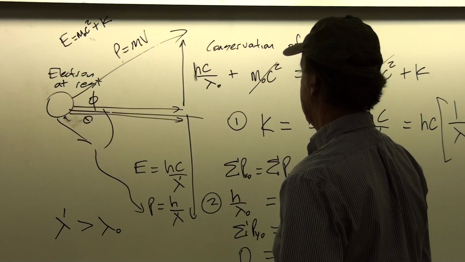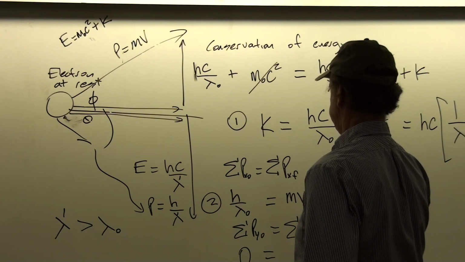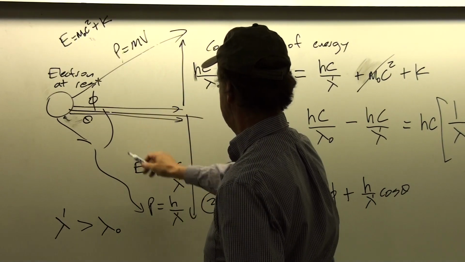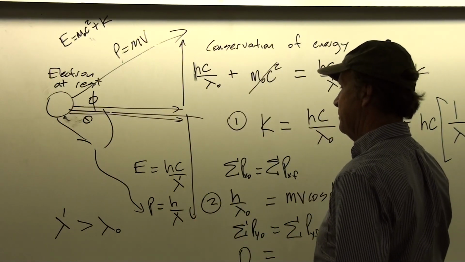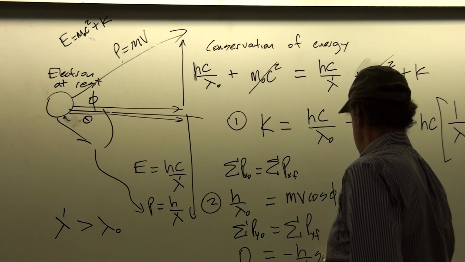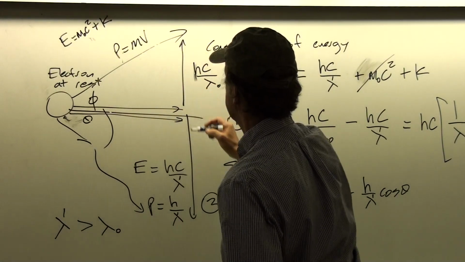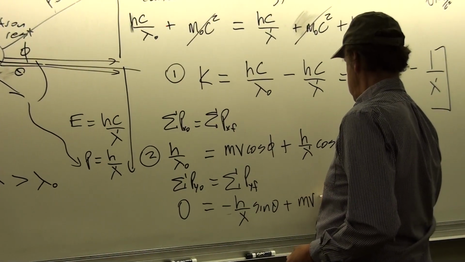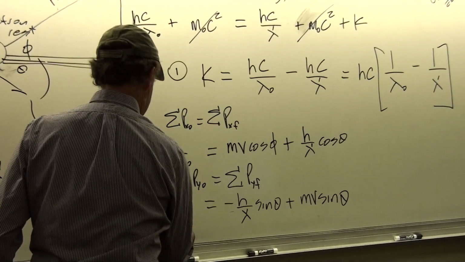Okay, so what we're going to have then for the y momenta is, here we've got the y momenta of the photon is minus h over lambda prime times the sine of theta. Plus, and then for the y component of momentum of the electron, we're going to have mv sine phi. Okay, so that's equation 3.